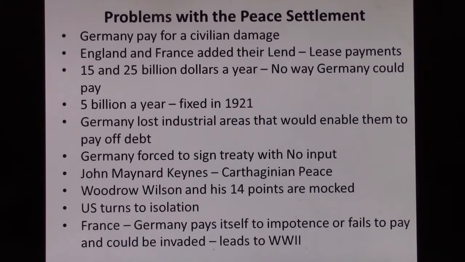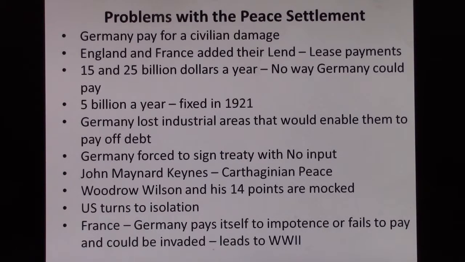Plus, the treaty separated Germany's industrial areas from their raw materials. So their iron ore and their coal and their bauxite that they could mine to bring to production facilities to turn into steel, they could sell that steel on the world market to pay their debts. Well, the iron ore and coal was separated from the production facilities. The production facilities were separated from the shipping areas, so they couldn't get it to the ocean, to the sea, where they could sell it. So Germany is told that they are forced to sign this treaty with no input.